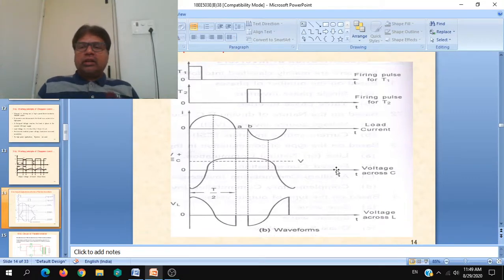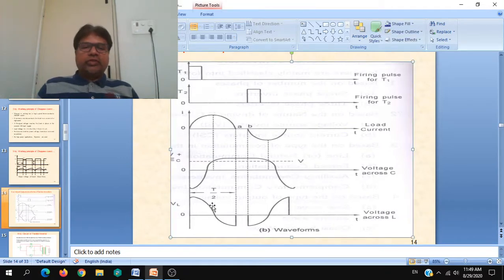Then output voltage is this one, VL. VL is the voltage which is getting inverted, where load voltage is positive, or sometime it is getting negative, and after that off period is coming, and then again it decreases negatively and increases positively, and after that this will be continued. That is how you will be getting an alternate voltage which is actually far from sinusoidal voltage.